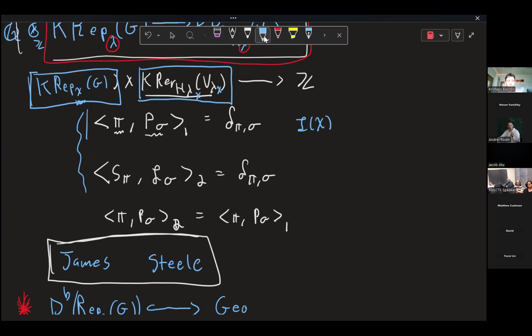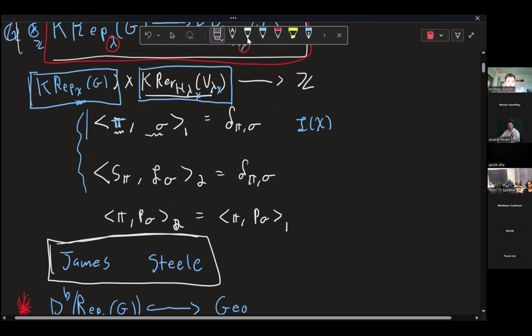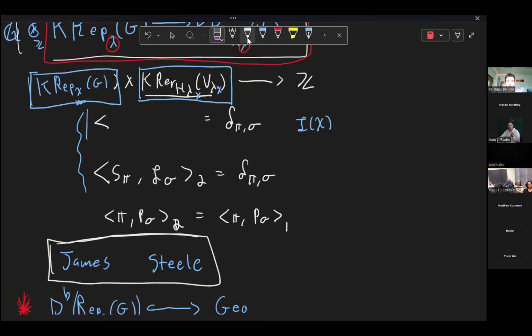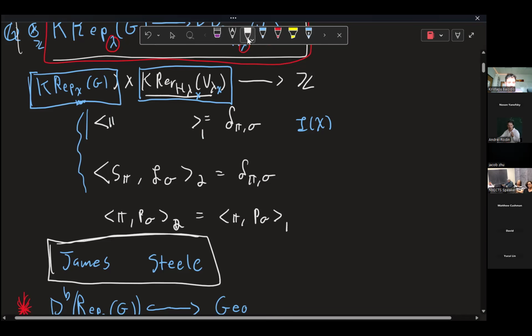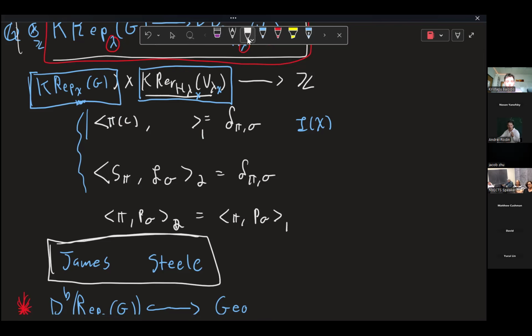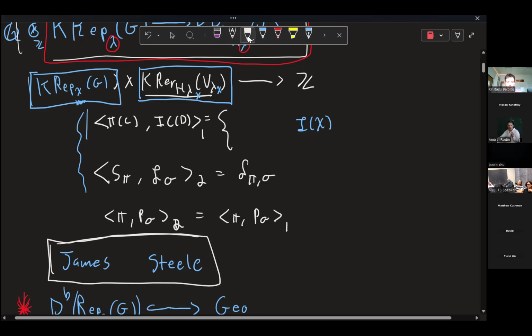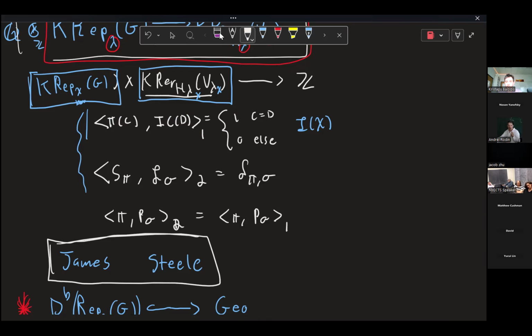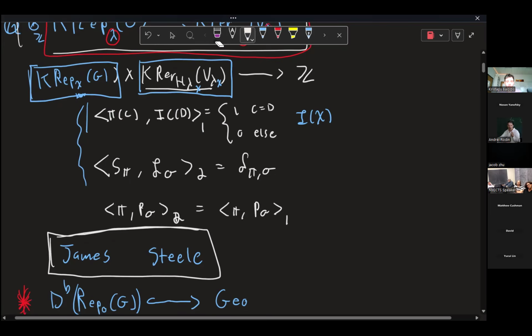So pairing number one says you take an irreducible representation pi. Let me write it this way now that we have some more notation: pi_C, the unique irreducible representation attached to the orbit C, paired with the intersection cohomology perverse sheaf attached to D. It will be 1 if and only if C and D are equal and 0 otherwise. So that's pairing number 1, pairing the irreducibles with perverse sheaves.